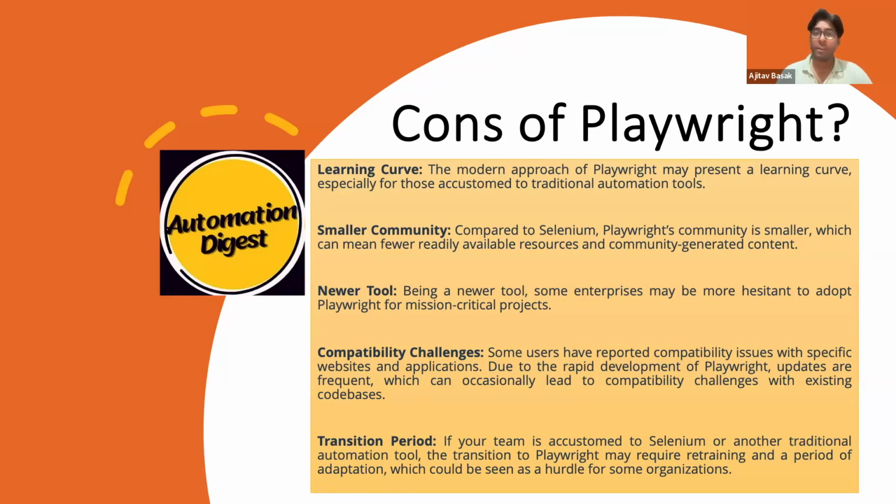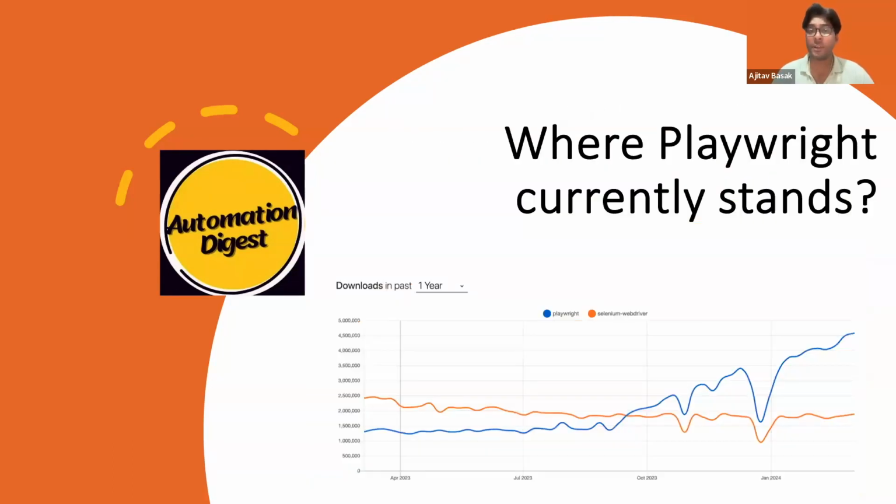But then, if we have a few cons, why are we going for Playwright? If you see the market presence of Playwright, it's increasing day by day. The downloads in the past one year of Playwright have surpassed Selenium WebDriver. This is the status from NPM Trends. It definitely doesn't mean that Playwright is being used more than Selenium, but it can happen in the near future. So let's put down some comparison between Playwright and Selenium.